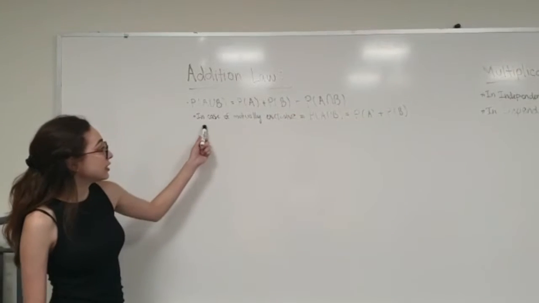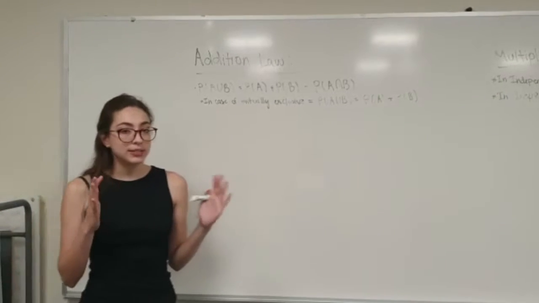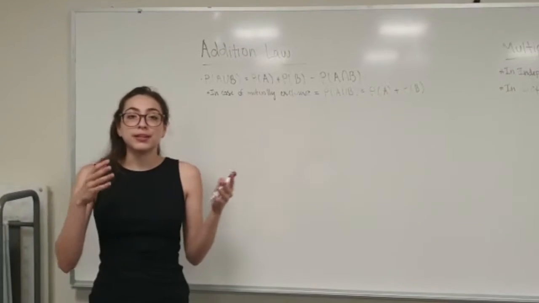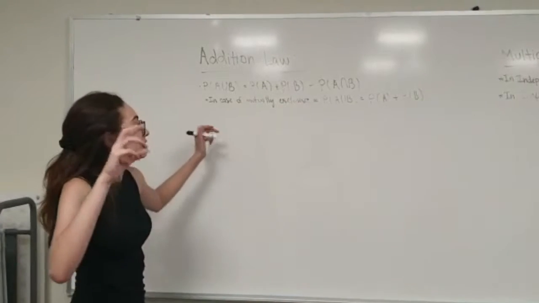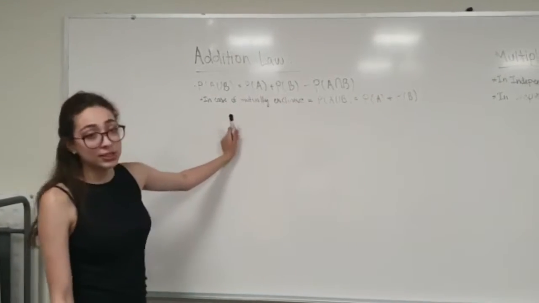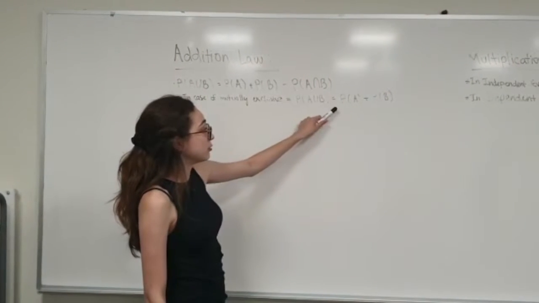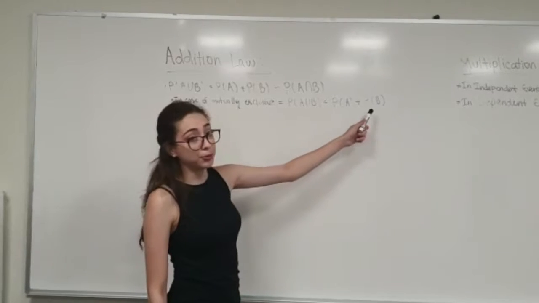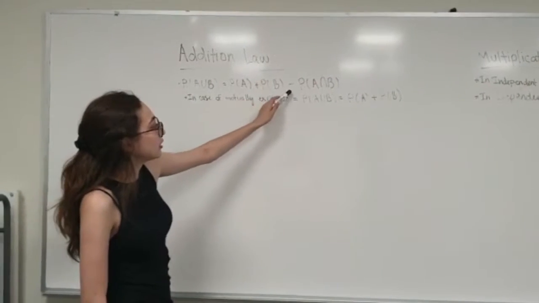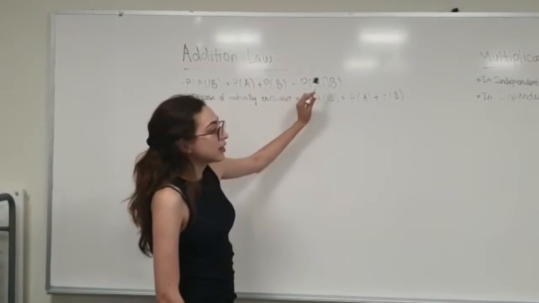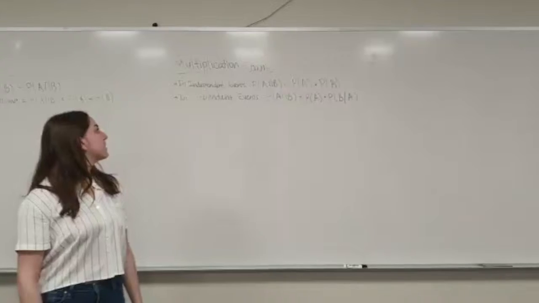But in case it is mutually exclusive, it's like if there's a family, you can't be the first child and be the middle child. You can just be one of them. So that's mutually exclusive. And if it's mutually exclusive, the probability of A or B is equal to the probability of A plus the probability of B. You do it that way because in the other formula you're subtracting the probability of them both happening at the same time.